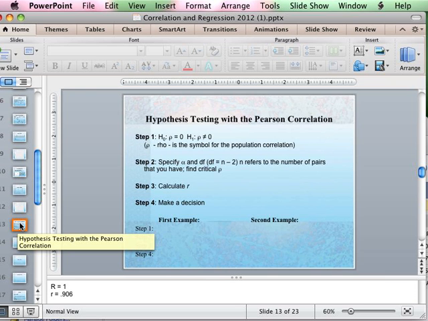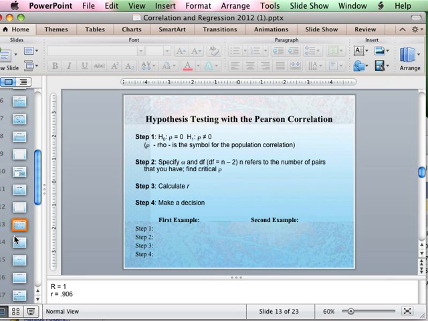Now, hypothesis testing with the correlation is just like hypothesis testing with anything else. My h sub 0 is saying that there's no relationship between variables. My h sub 1 says there is. In this case, I'm using the Greek r or rho as my population correlation. So the null says that the population correlation is 0. The alternative says it's not. And that's all there is to it.